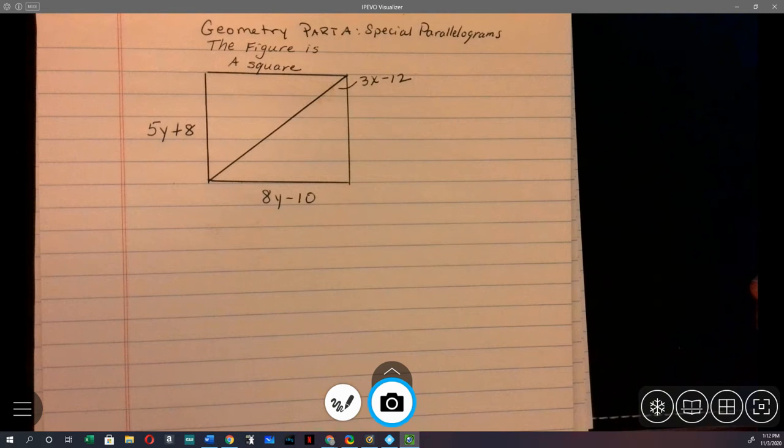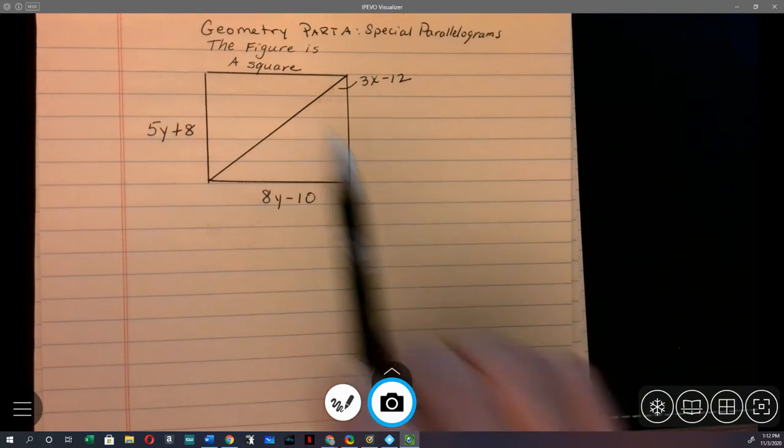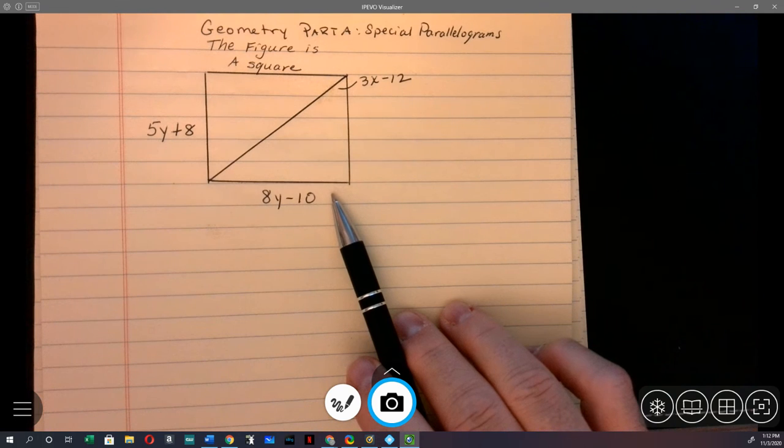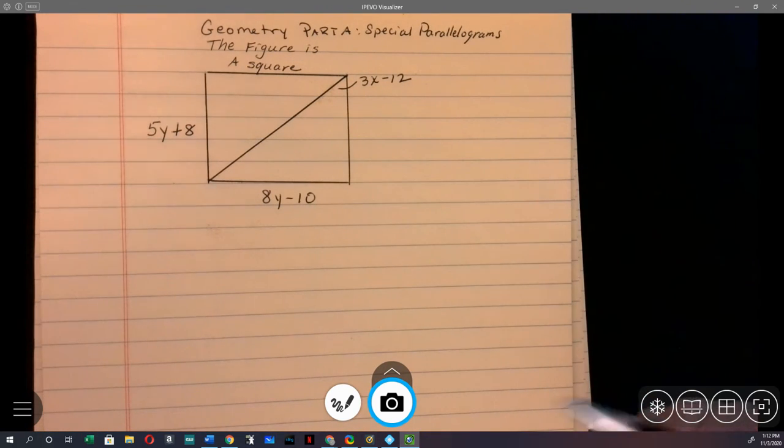This is a lesson on special parallelograms, and we're going to look at this example. This is where you're given a square, and we're going to assume that this is a square, and then you're asked to find the values of x and y. We're having a little trouble with this. I'm going to try to explain it one more time.